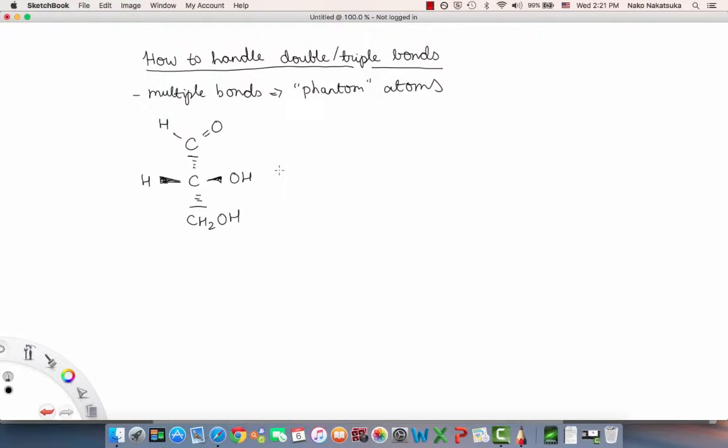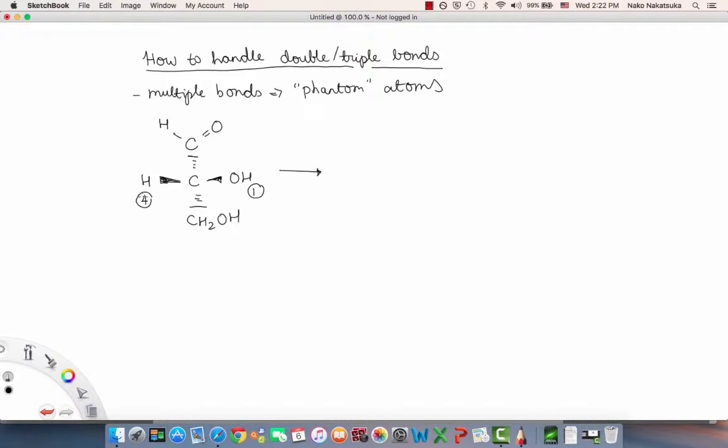And in this case, when I go to assign priorities, how do I assign the priority of this carbon right here, where it has a double bond to the oxygen? Well, first off, let me assign the priorities to all the parts that I know of. So OH is going to be the first priority because oxygen has the highest atomic number. Hydrogen is going to be the lowest priority because it has the lowest atomic number.